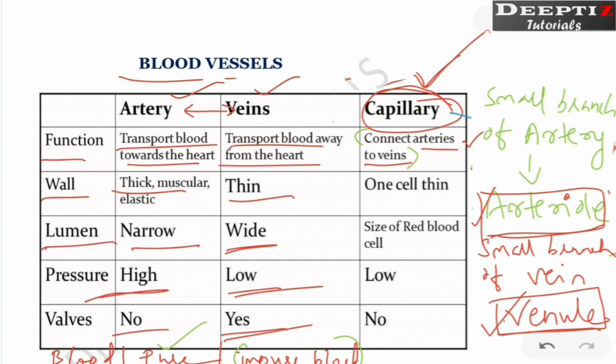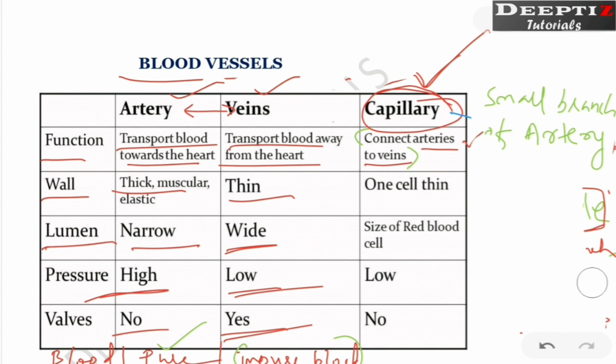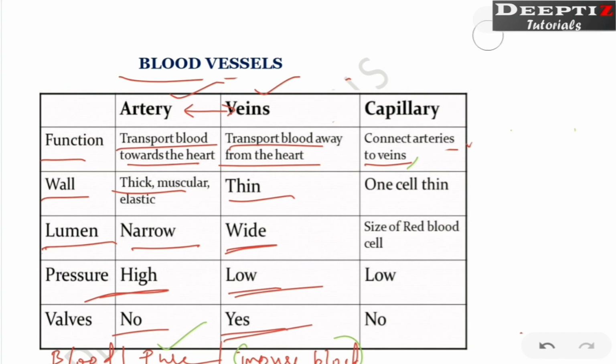If you find it difficult, you can avoid this arteriole and venule, no problem. I told you this just to avoid confusion if you read from some other book. So what are capillaries? Capillaries are the smallest vessels which connect arteries to veins. What is the size of the wall? It is one cell thin. Its wall is as thin as a cell. Cell membrane, how thin it is, you have studied, right?